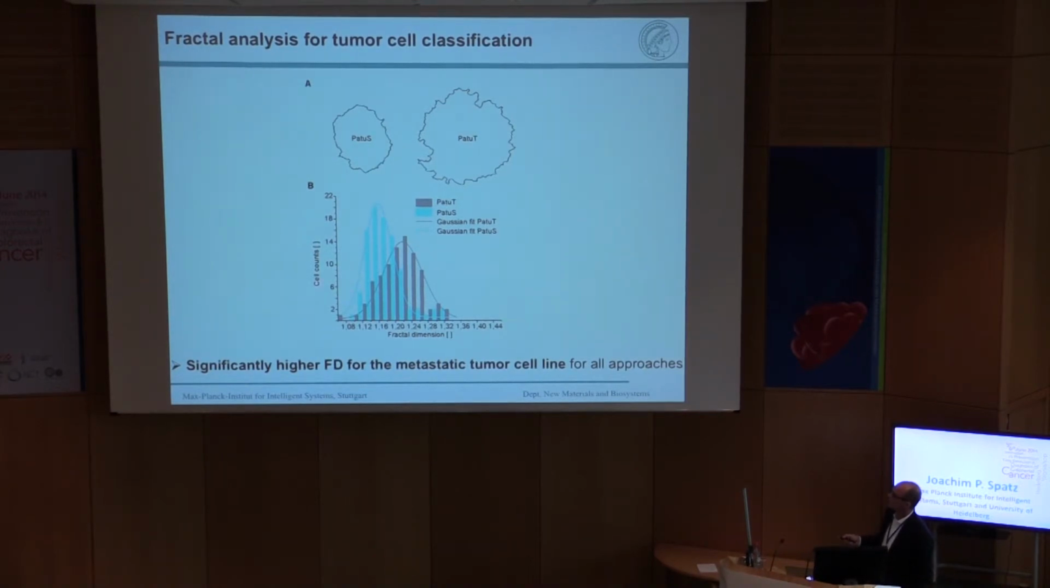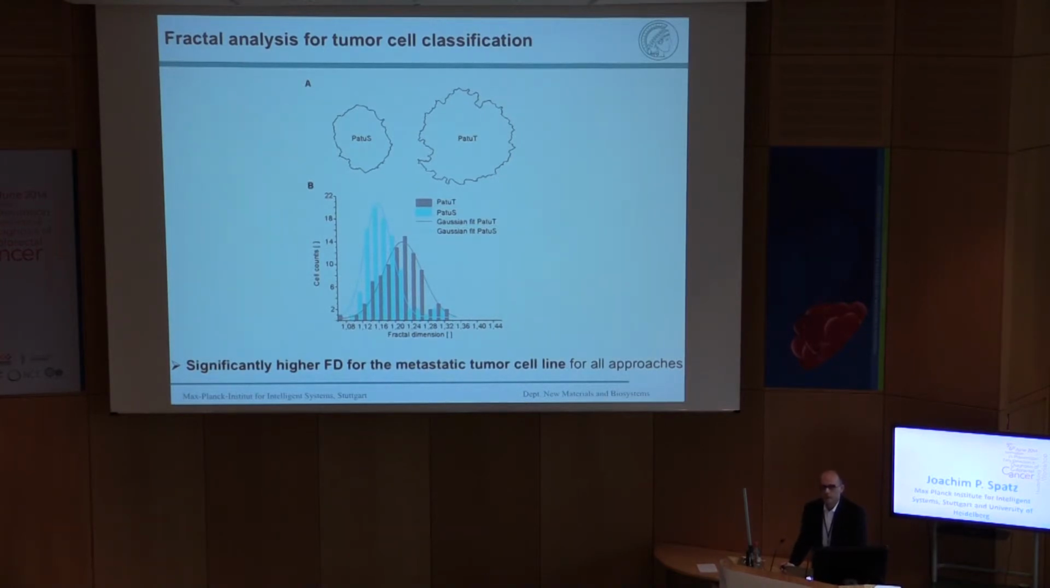And if we measure this, then you see here the outcome. We see here the number of cells as a function of the fractal dimension. And in the case of Pat2S, which is the less aggressive one, you see here a fractal dimension which is lower than in the case of Pat2T. And so there's a significantly higher fractal dimension for the metastatic tumor cell line in this particular cell type.